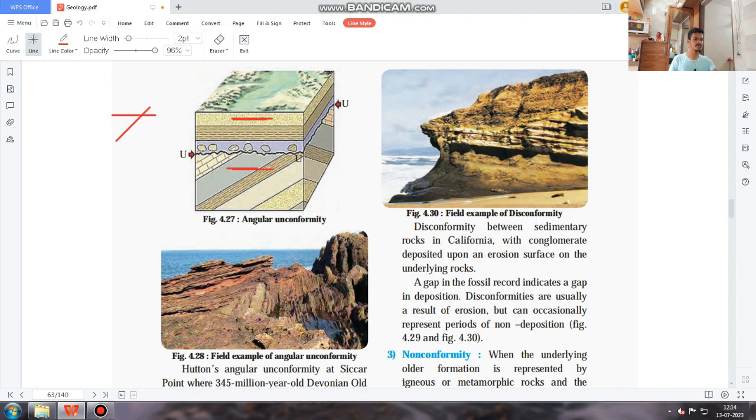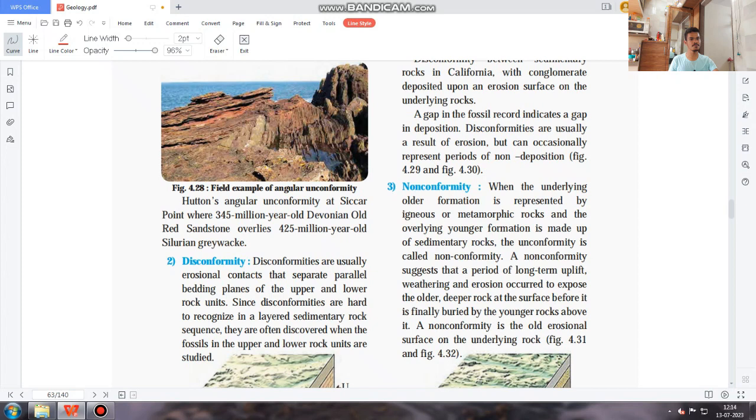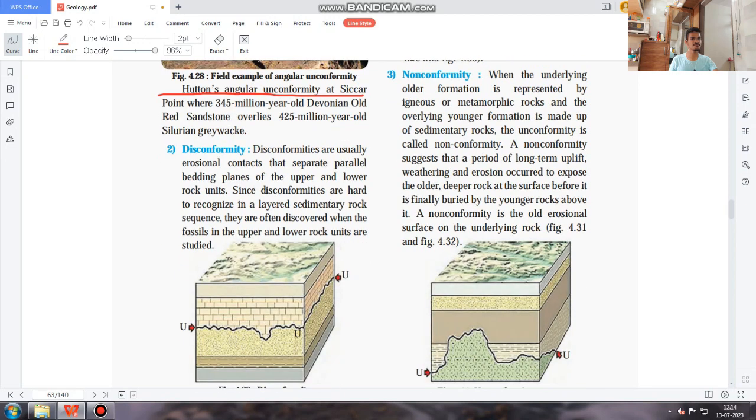These younger beds and this older set, they're not parallel. They're going to meet. One is like this and one is like that, so they're meeting, right? So they are angular. You can see over here there is an angle formed. So they are an angular unconformity. Example, Hutton's angular unconformity at Siccar Point.